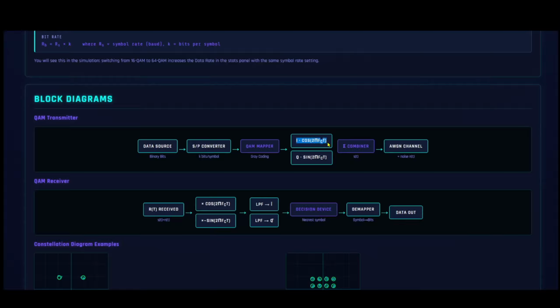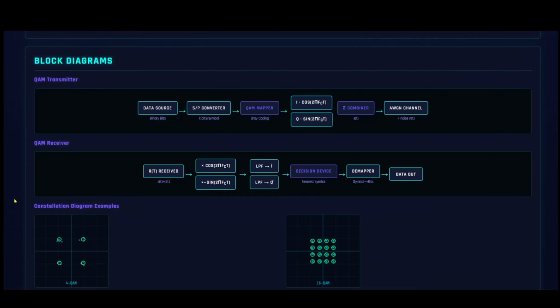Now the signal is divided into two branches, I branch and Q branch. In the I branch, it's multiplied with cos 2 pi fc t, and in the Q branch, it's multiplied with sin 2 pi fc t. This creates the final QAM signal. And in the combiner, both I and Q signals are added together. And finally, the AWGN channel. AWGN means additive white Gaussian noise. This adds noise to simulate real world conditions.